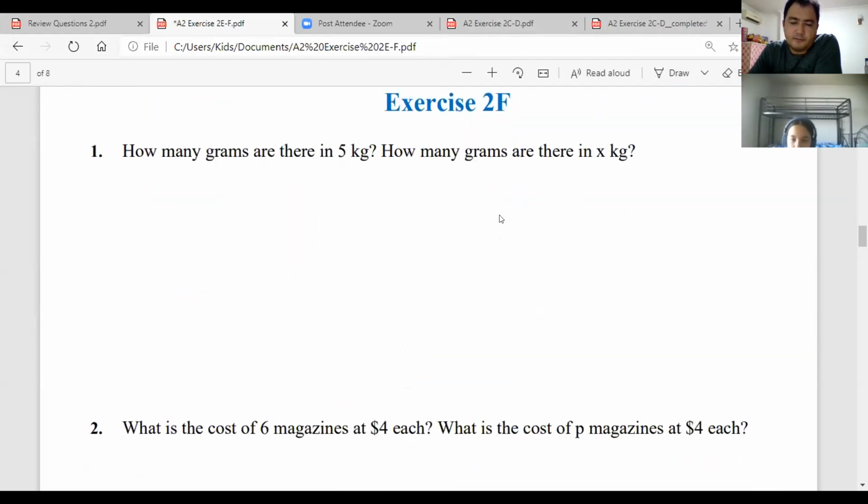How many grams are 5 kg? How many grams are x kg? Okay, kilograms, that is, let's see. Do we do 5 divided by x?